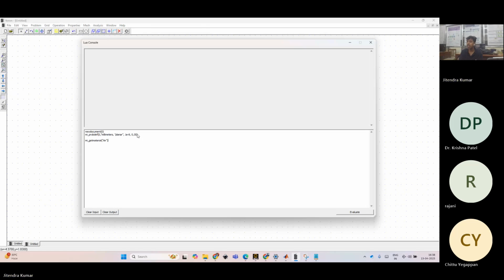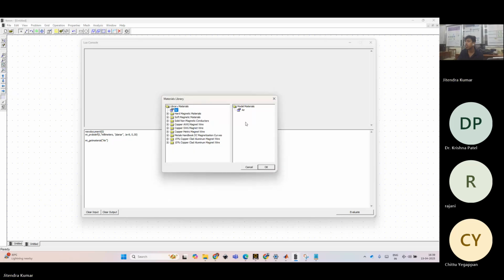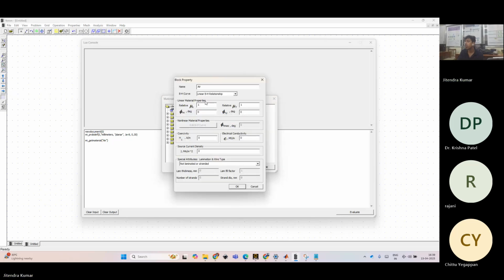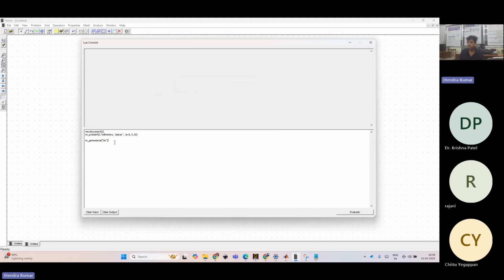So let's see here. Preview. Where was it? You could add more also, but that's not a concern as of now. What is in the library? Yeah, so air is written like this. Here you could see the BH characteristics, and relative mu is given. Not laminated, not a standard. So this is air, and that's why we have written it like that. Okay.